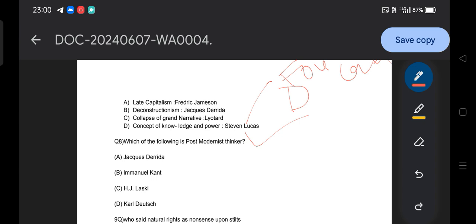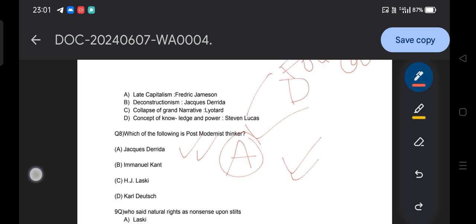Lasky, and Karl Deutsch. Okay. So postmodernist thinker, option A, Jacques Derrida. Jacques Derrida is the postmodern thinker. Can anyone tell me the book of Jacques Derrida? On Grammatology. In that book he provided the concept of deconstruction.